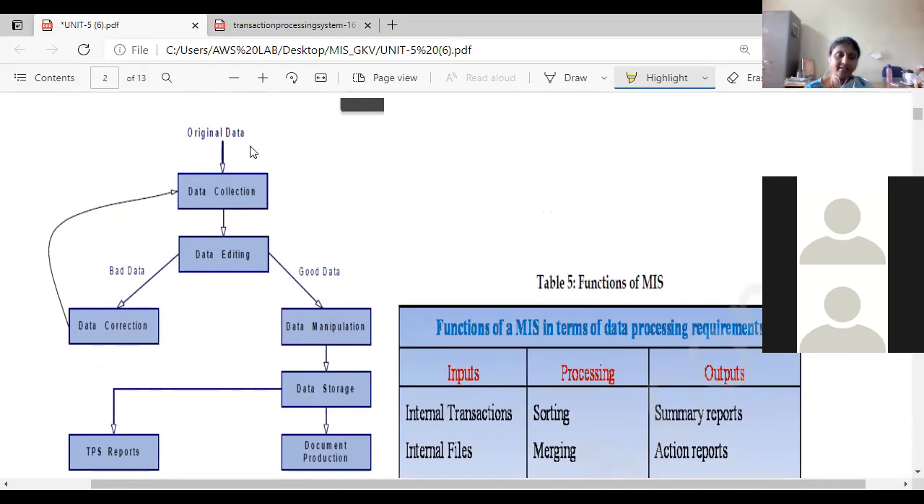So we are collecting the data. So data collection is going to happen. After collecting the data, we are performing some editing. When you are editing your data, you are going to identify whether it is good data or bad data, or consistent data or inconsistent data. So if it is bad data, again it needs to be corrected. Some corrections should be made. Again, we are sending it back into the data collection.